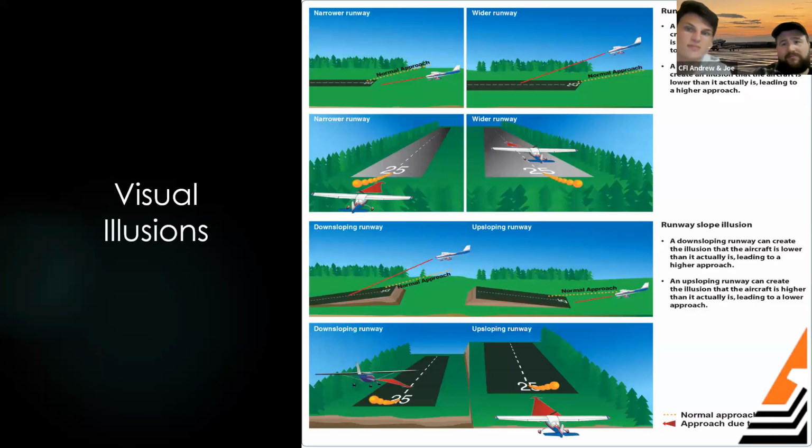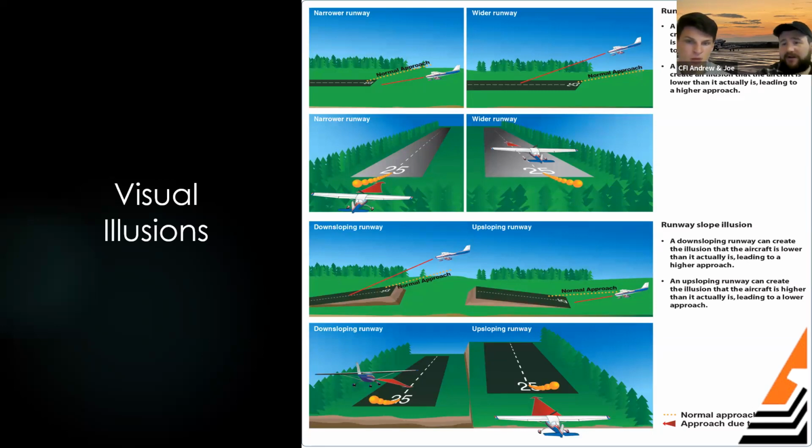Cool. And on visual illusions, you have bigger runways. If you're going to land at a place like Trenton compared to Princeton, there's a much bigger runway. If you're used to landing at Princeton, it's going to create the illusion that the aircraft is lower than it actually is, leading to a higher approach. Vice versa, with a narrow visual, you're going to think the aircraft is higher than it normally is. The same goes for an upsloping or downsloping runway.